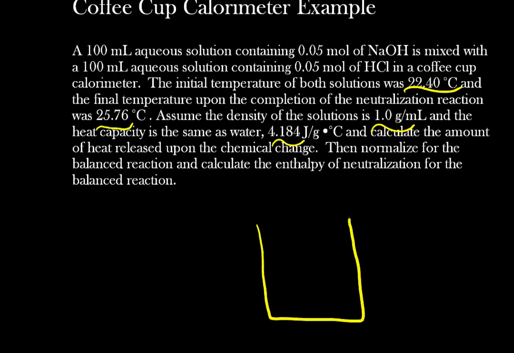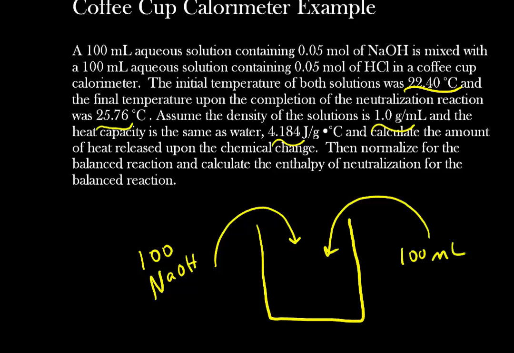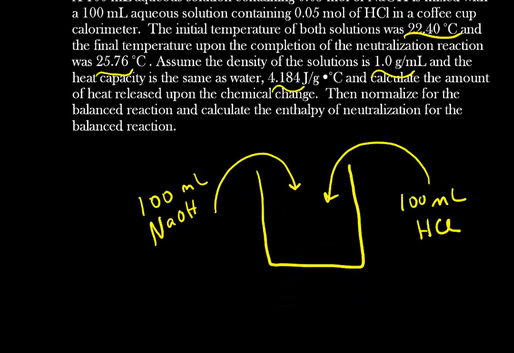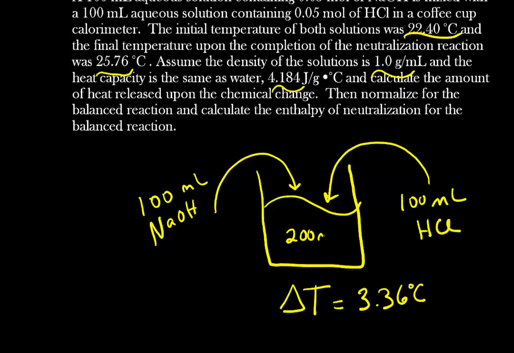And so you have a coffee cup calorimeter. You pour in 100 milliliters of the sodium hydroxide solution. And then you pour in 100 milliliters of the hydrochloric acid solution. The reaction runs, and the change in temperature is equal to the final 25.76 minus the initial, which is 22.40, which equals 3.36 degrees Celsius. The total solution now is 200 milliliters.